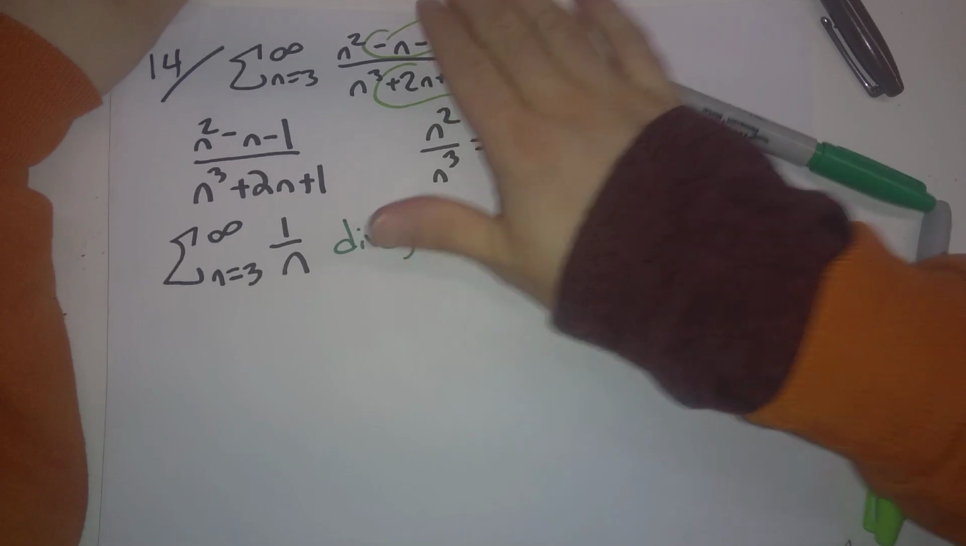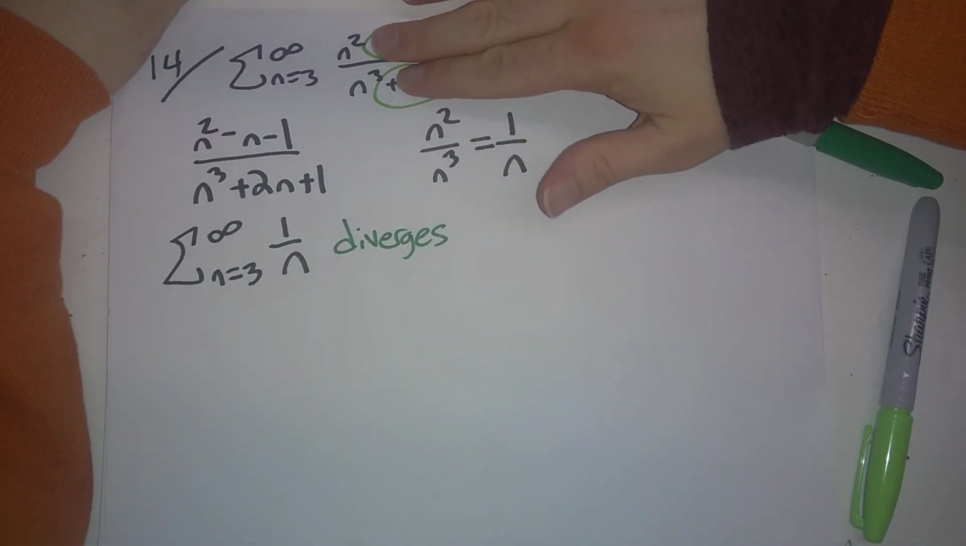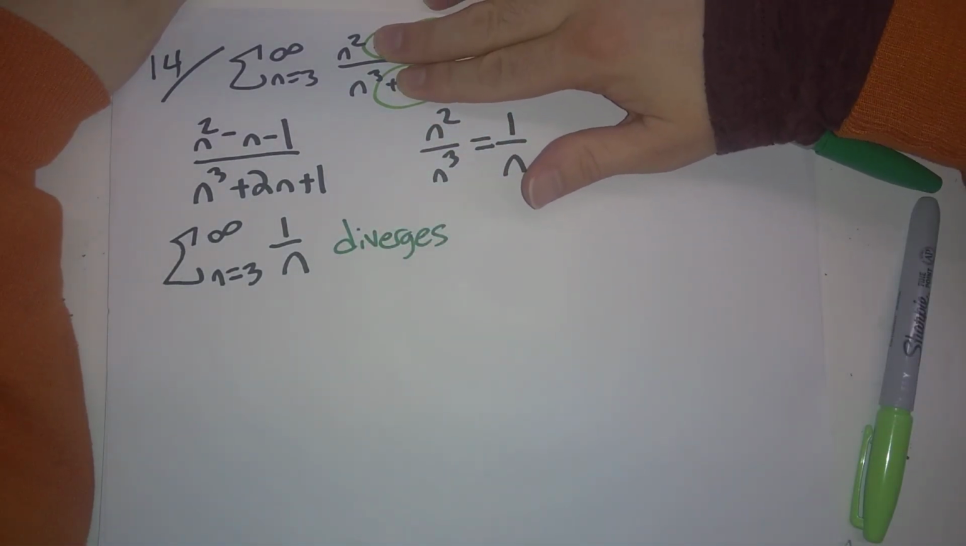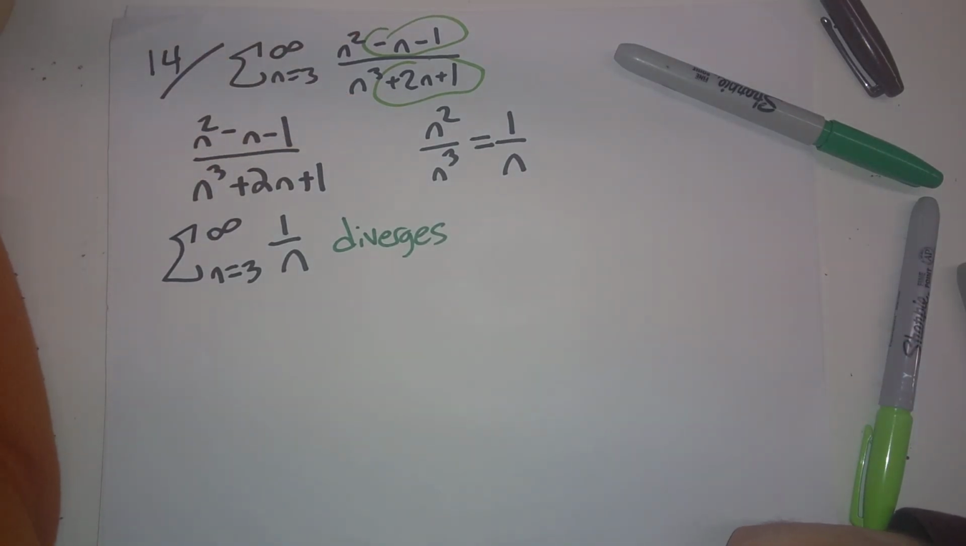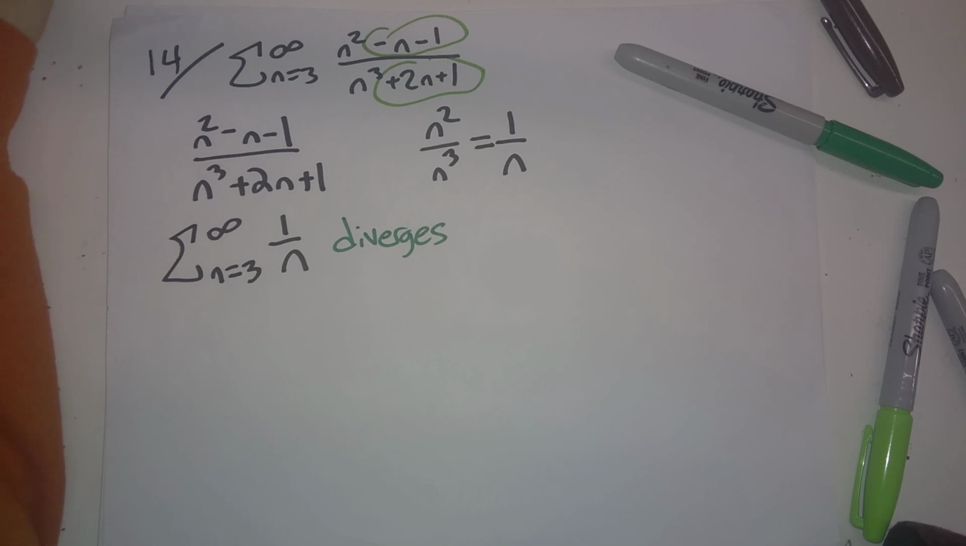That these terms shouldn't affect the behavior of the series. So by discarding them, I get a series that diverges. So this original series also should diverge. Now I have to fill in the details to get there. I'm going to try direct comparison test. And if that doesn't work, I know the limit comparison test is going to work. The limit comparison test will have just a little bit more work to it.